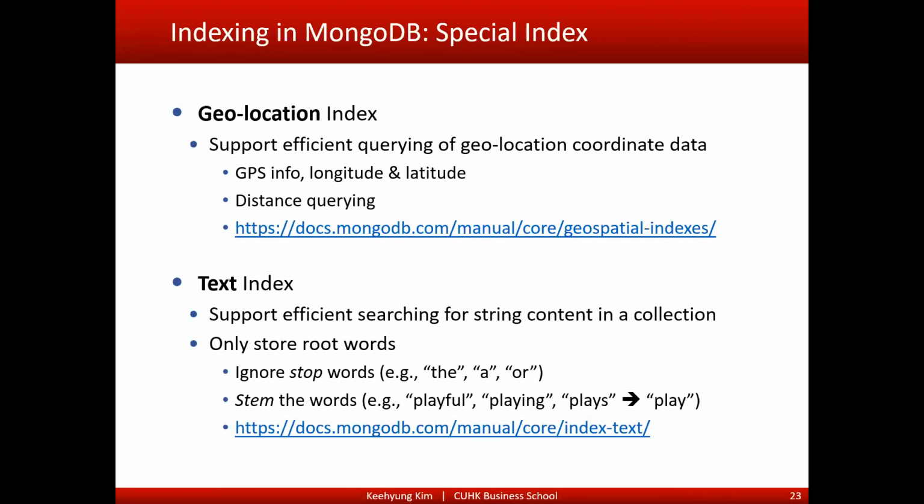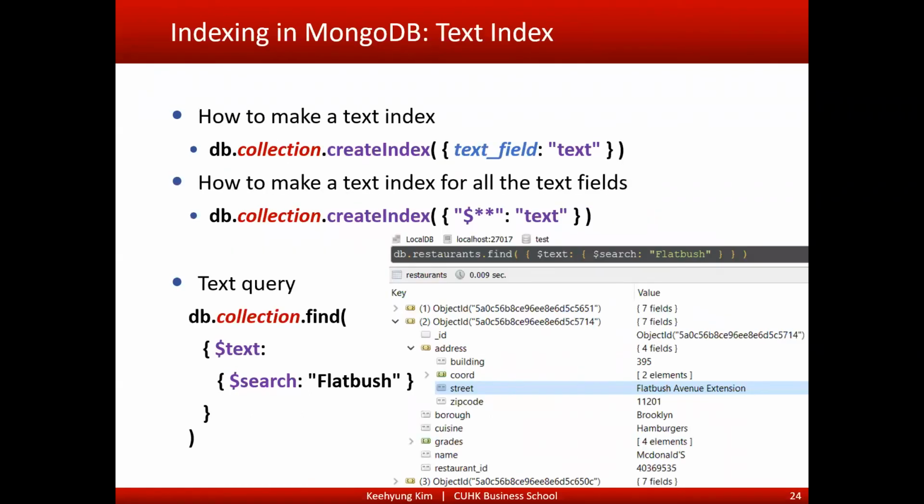The more detailed information is again on the link, and here I put some examples based on the text index. If you want to create a text index, you can use the createIndex function again, and you specify the field that contains the text information, and then you specify "text" with double quotes. Then that field will be considered as a text index.